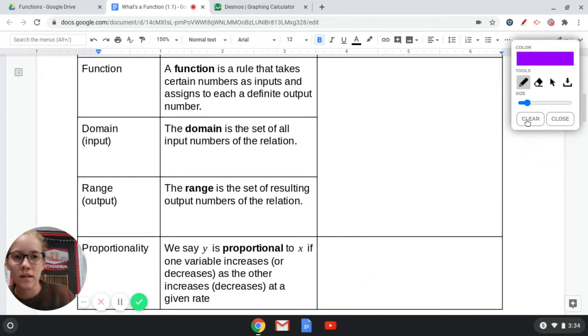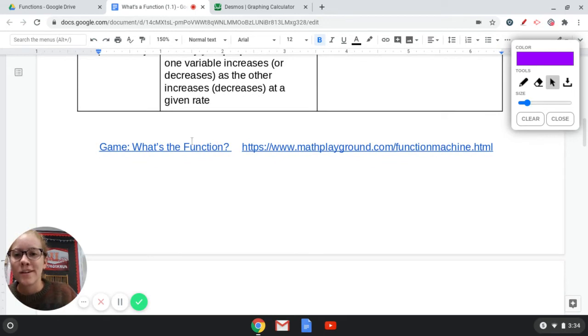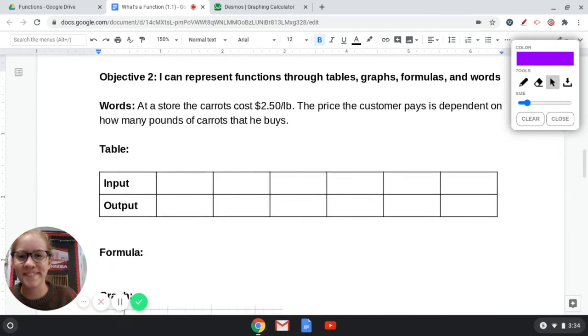All right, let's go do some examples. Oh, sorry. Here's a game. If you're not working online, I would check it out, especially if you're struggling with the concept of function and what is a function. It's sort of a game where you find the function that matches the inputs or outputs that you're given. Just a nice little practice tool. So do a few of those and then come back.